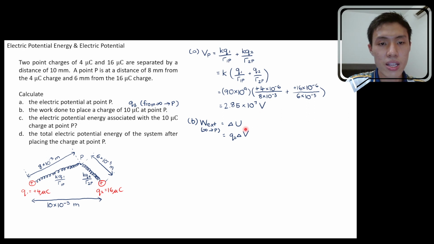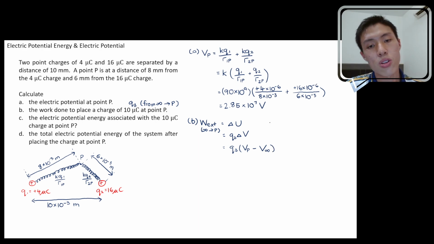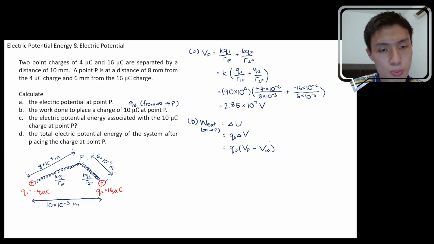And then after that, we have our potential difference, which we need to unpack. The potential difference is final minus initial. So where is the final? You go from infinity to P. So infinity is the initial position, P is the final position. Final is P, initial is infinity. We know that for electric potential, if you put in infinity for R, your answer will be 0. So the electric potential at infinity is equal to 0.